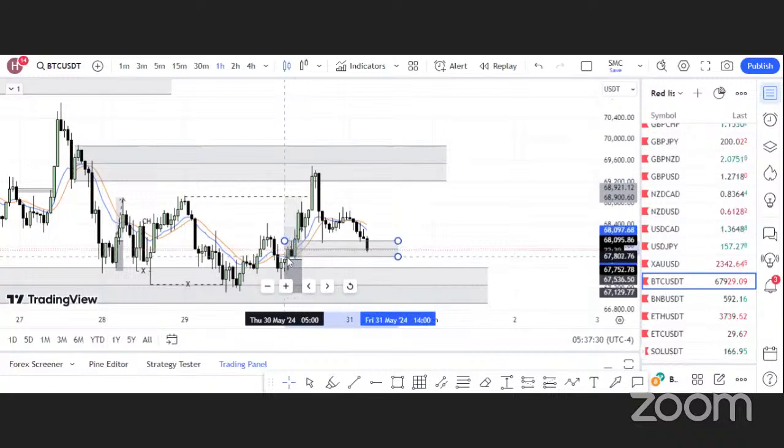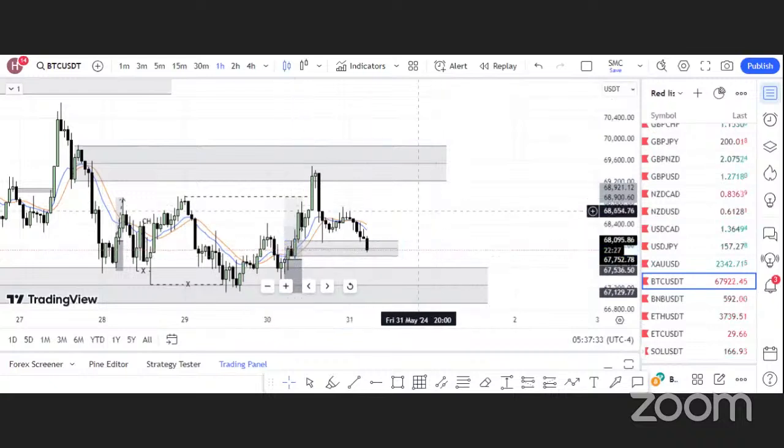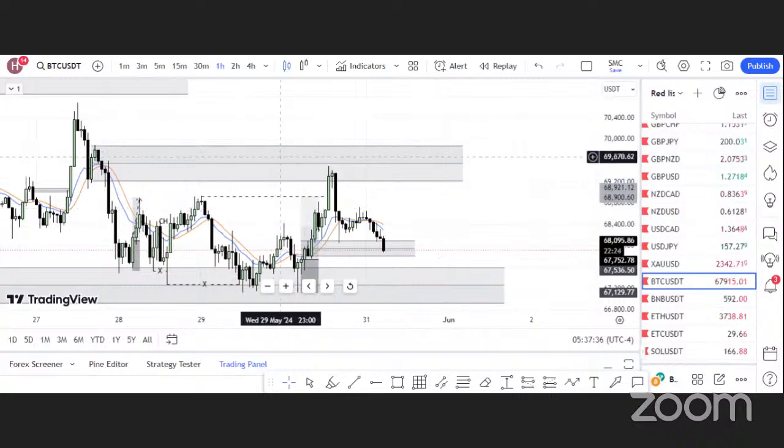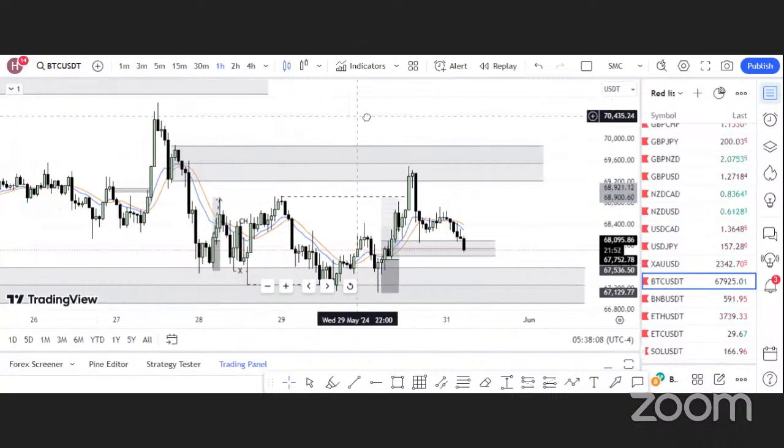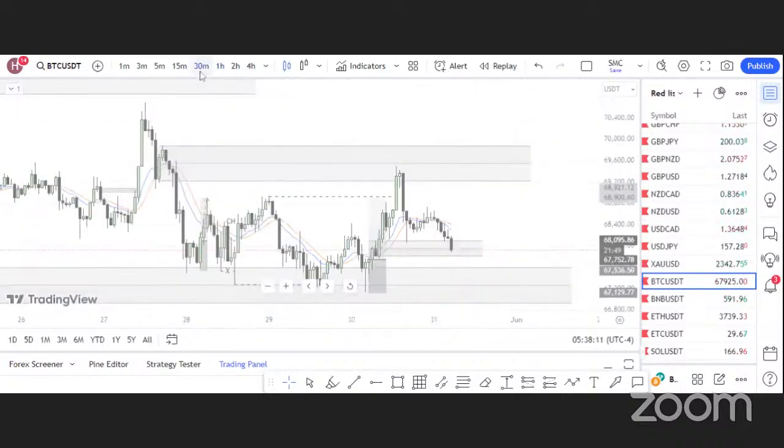So we have this level here, and the market is currently inside the level. Let's see if the level is going to hold. So let's go down to the lower time frame.